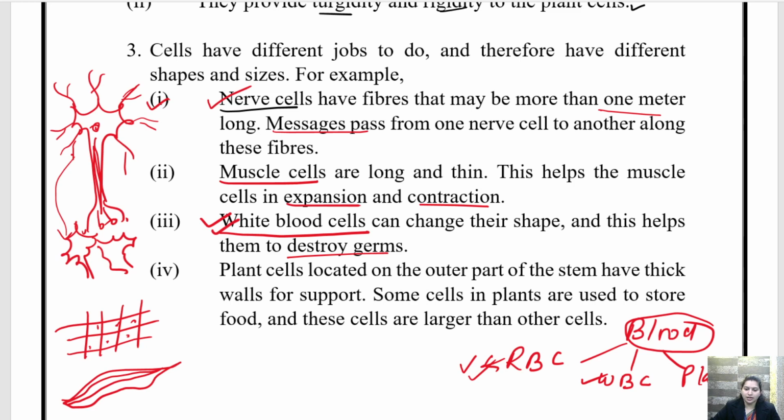Now, last point. Plant cells located on the outer part of the stem. So the plant cell is also having a different shape. Getting it?